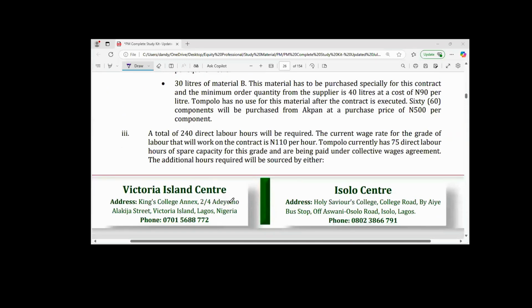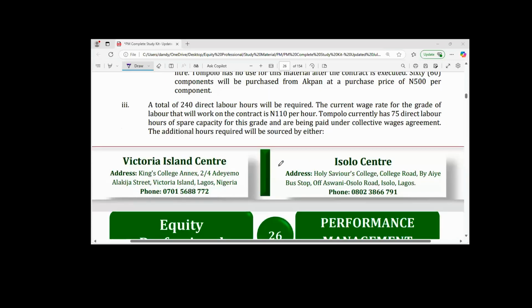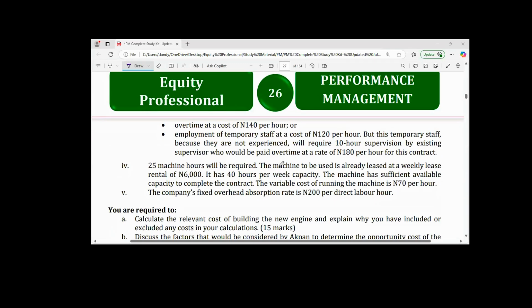3. A total of 240 direct labor hours will be required. The current wage rate for the grade of labor that will work on the contract is 110 naira per hour. Tompolo currently has 75 direct labor hours of spare capacity for this grade, being paid under a collective wages agreement.